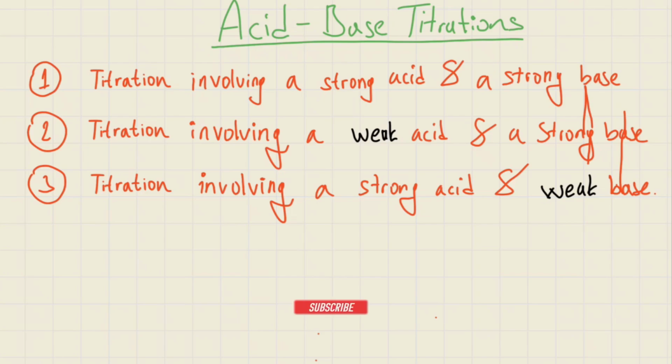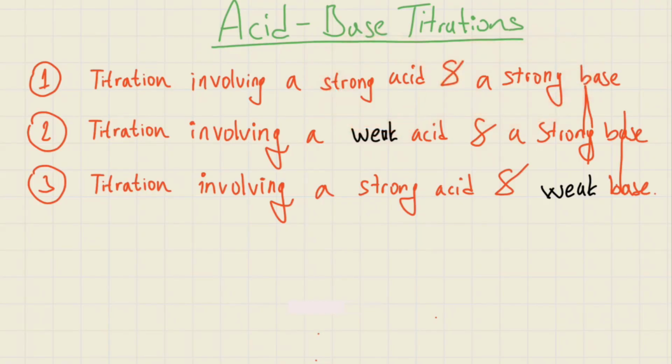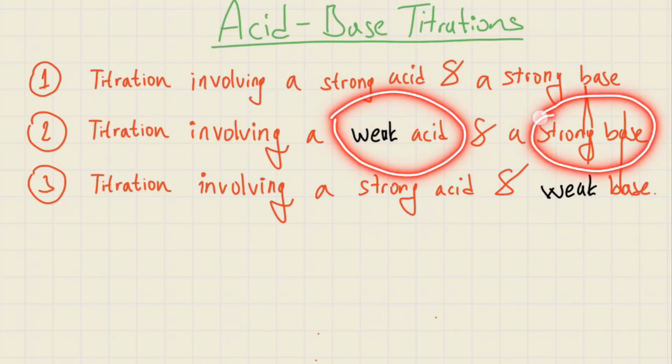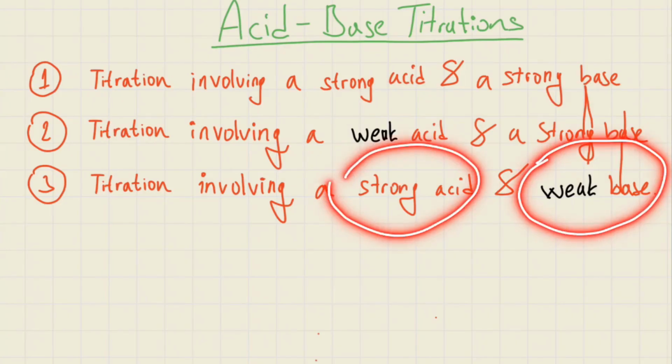So first, titration involving a strong acid and strong base. In the second case, we will use a weak acid, but the base will be strong. In the third case, a strong acid and weak base.